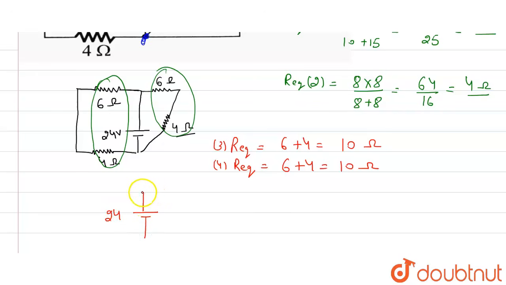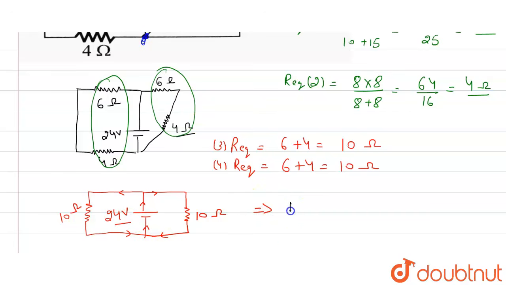So now if we redraw this circuit, we will have this 24 volts as it is, but we will have a connection of 10 ohms here, and 10 ohms here. Now we can see that current goes from here and divides into two parts, and then again it reaches this point and then enters the battery of 24 volts. So now we can see that these two 10 ohms are in parallel.